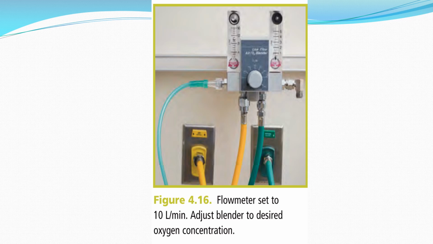So this is the flow meter at 10. You have to put it on 10 liters per minute. Adjust the blender to the desired oxygen. Here.